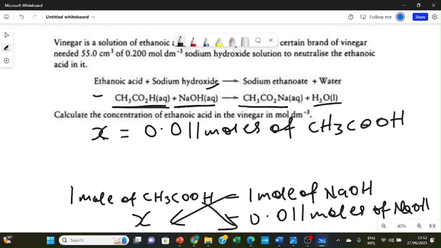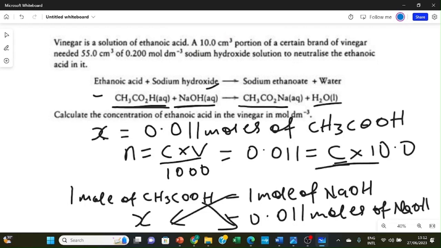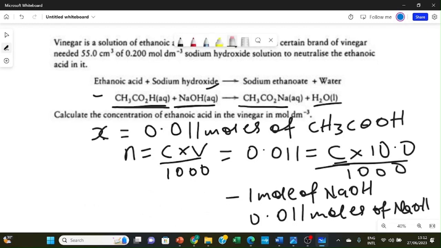So you have to calculate the concentration of ethanoic acid. So I'll bring out our formula. Number of moles is equal to concentration times volume over 1000. So the number of moles of the acid, 0.011, is equal to the concentration, that's what we are looking for, the concentration of the acid, times the volume. The volume is 10.0, divided by 1000. So I have to erase this so that I'll have enough space to solve.